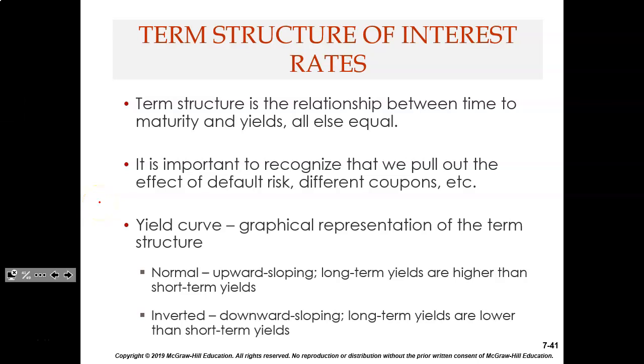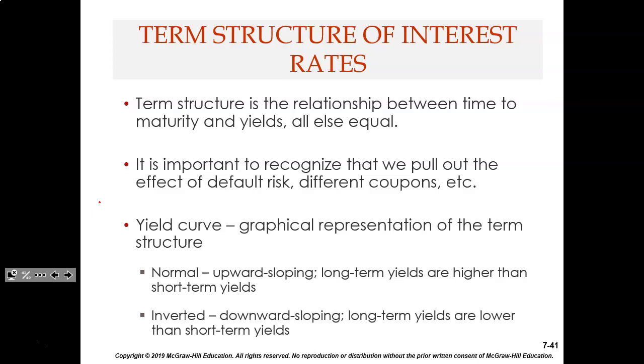Okay, so now we're ready to wrap up Chapter 7. We're getting ready to talk about the term structure of interest rates. And you can see that the term structure is just the relationship between time to maturity and yields if all else is equal. Okay, now what makes this interesting is that rarely is all else equal.